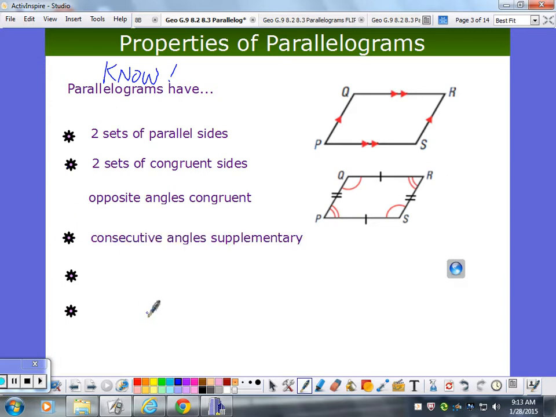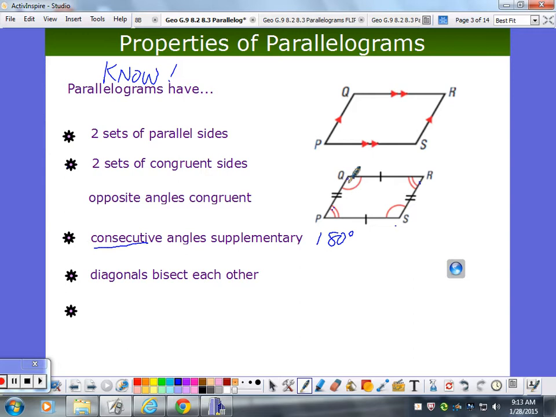What else? Consecutive angles, remember what consecutive means, one right after the other, are supplementary. That means this one and this one are consecutive angles. Supplementary means they will add up to 180 degrees. This one and this one, 180 degrees, supplementary. This one and this one, supplementary. This one and this one, supplementary. Opposite angles, congruent. Consecutive angles, supplementary.